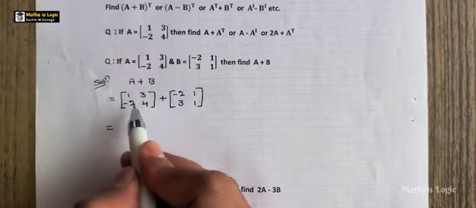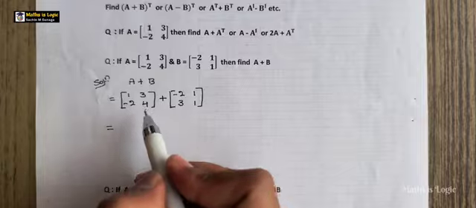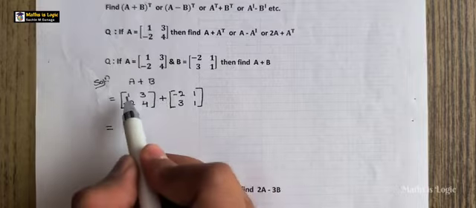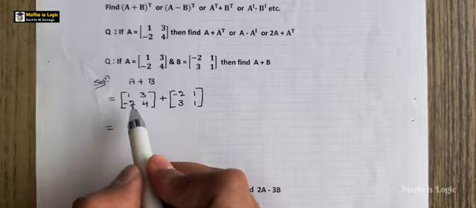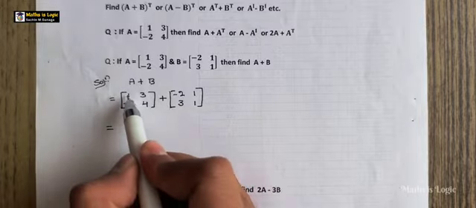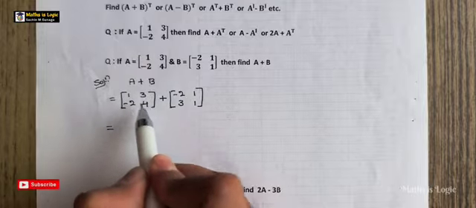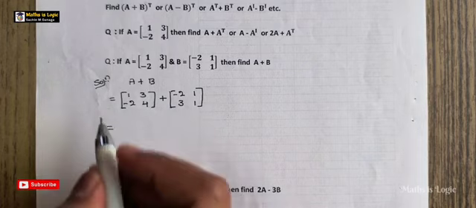Next we need to add both the matrices. So what is that rule? Whenever you are adding two matrices or whenever you are subtracting two matrices, always corresponding elements you need to add, otherwise corresponding elements you need to subtract. That is, first element with the first element, second element with the second element, third element with the third element, fourth element with the fourth element.